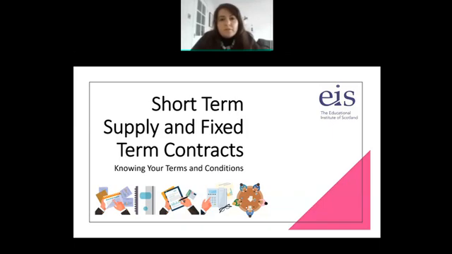Myself and one of my colleagues, Stuart Brown, who's the national officer for the EIS, are going to spend the next 45 minutes going through some of your terms and conditions, how to know your rights and how to enforce them.